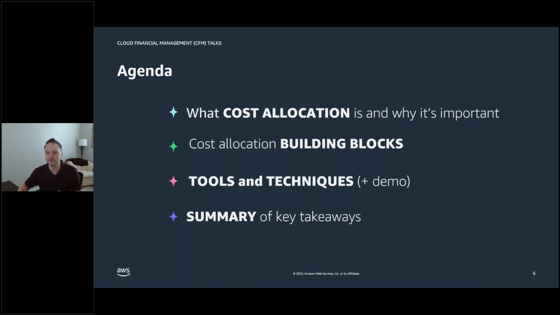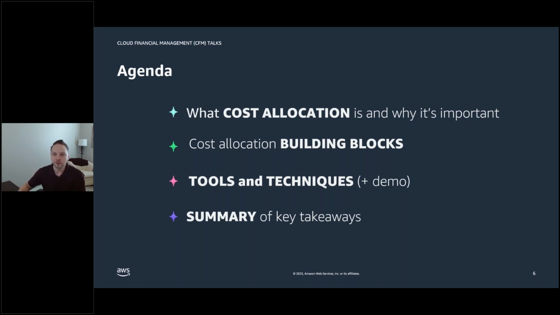As Lisa mentioned, there's a number of different questions that cost allocation can help you solve for your business. So we're going to talk a little bit about what cost allocation really is and why it's so important to organizations. We're going to talk about the building blocks that you can use to design and then implement that strategy, along with the tools and techniques in AWS in particular. Natalia is going to take us through a demo of how to view the results of that cost allocation implementation in the AWS console. And then we'll have some key takeaways and areas that you can think about for ongoing maturity in your cloud financial management journey. As Lisa mentioned, there'll be some time for Q&A at the end, but also please put those in the chat as we go.